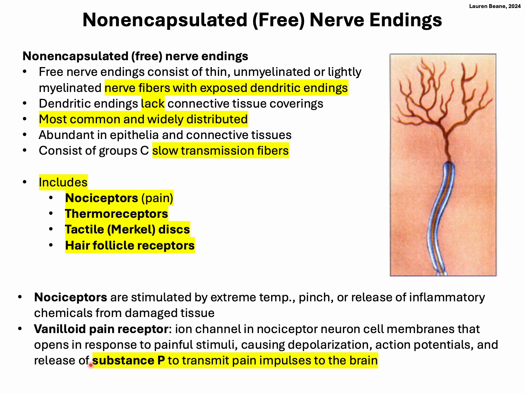Down below here, I have a little more information about those nociceptors. They're stimulated by extreme temperature, pinching mechanical forces, or even chemical stimuli such as inflammatory chemicals. These receptors have a vanilloid pain receptor component. This is an ion channel that opens in response to pain, which leads to depolarization, action potentials, and the release of substance P from these neurons to transmit that pain impulse to the brain. You've got to remember that substance P is that special neurotransmitter involved with sending information about pain. P for pain.